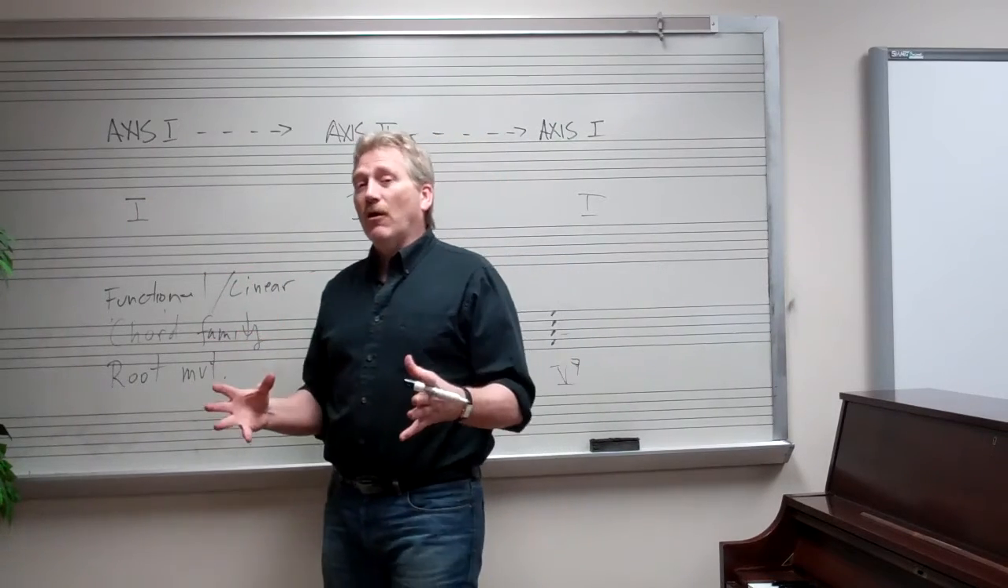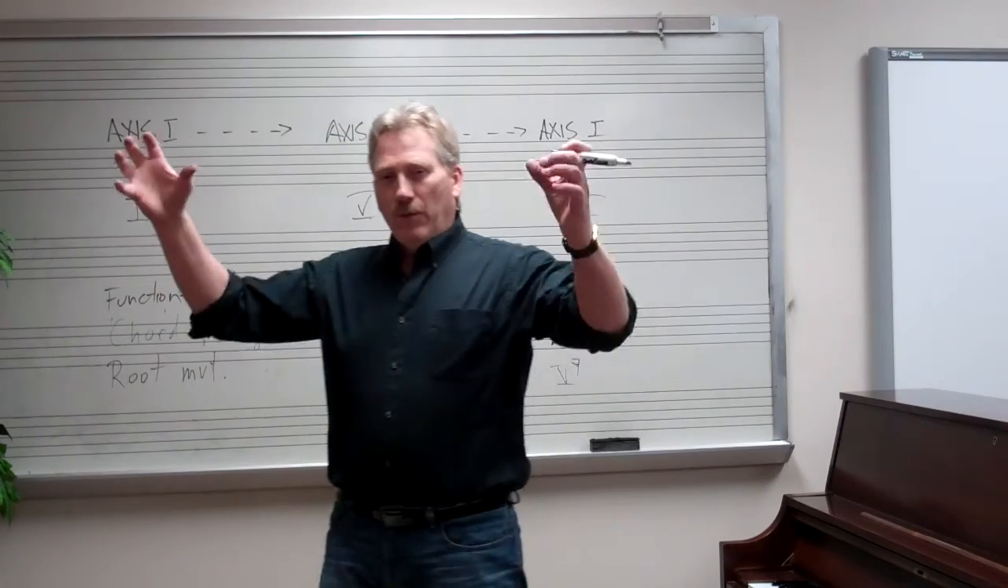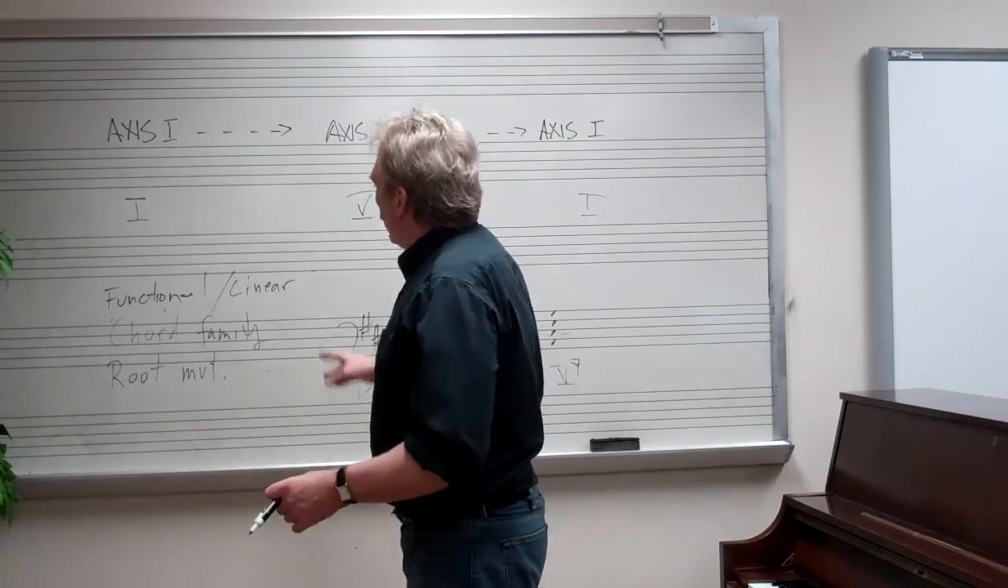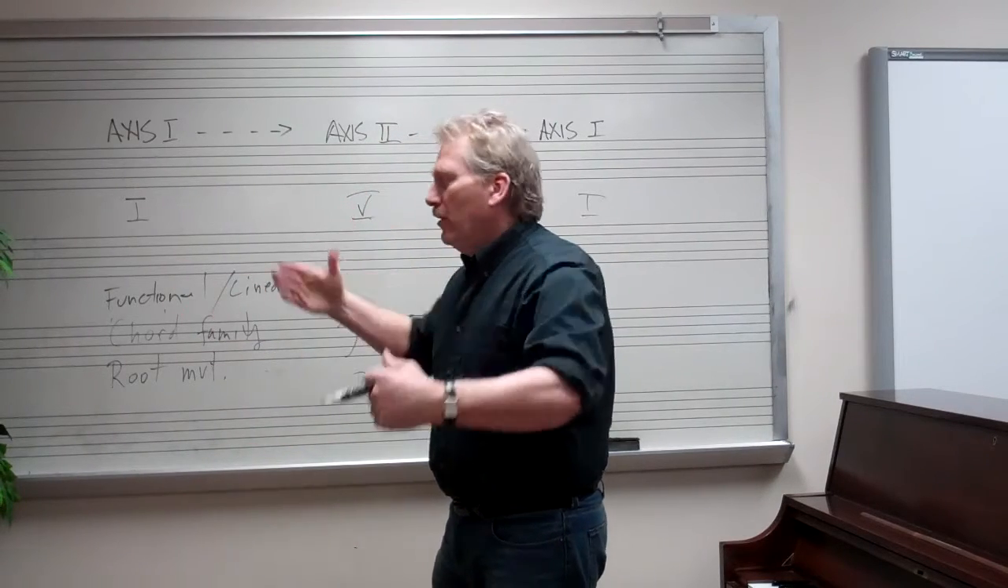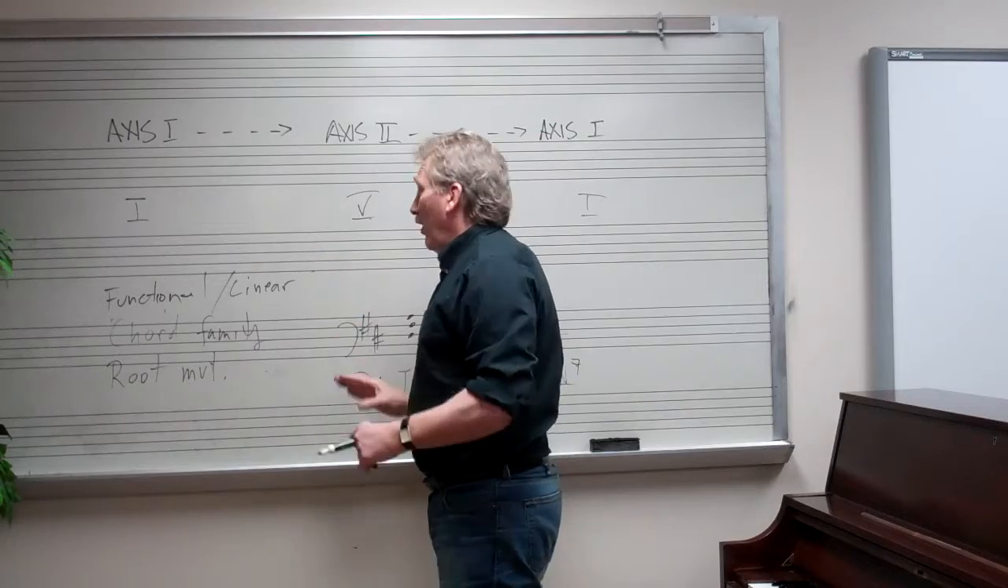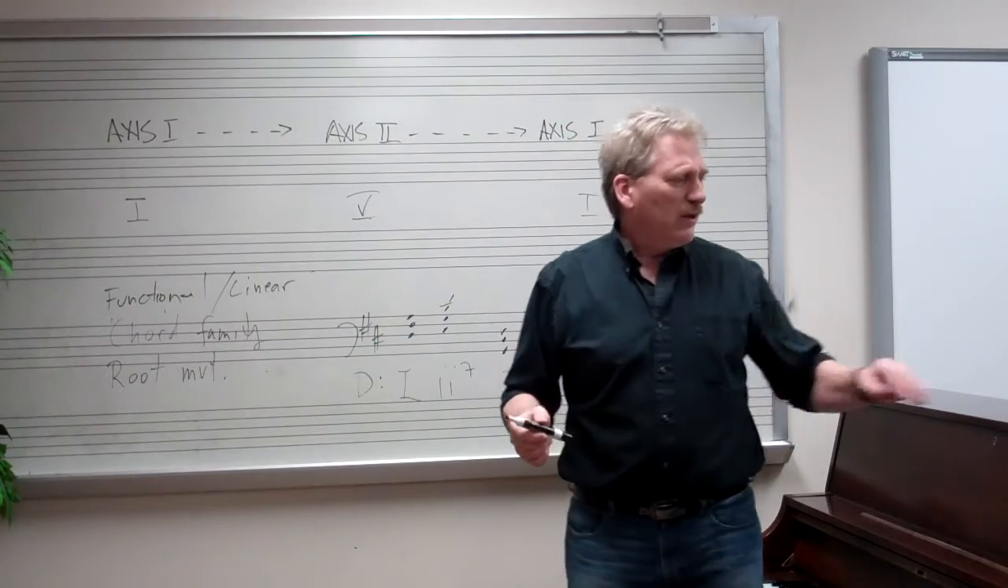Think of it as the architecture of a building. The functional harmonies are the pillars of the building, and the linear harmonies fill in the space in between. They're the struts across the building, the structure to hold the walls up. But they're not holding the building up. The functional ones are. And so we can think of it that way.